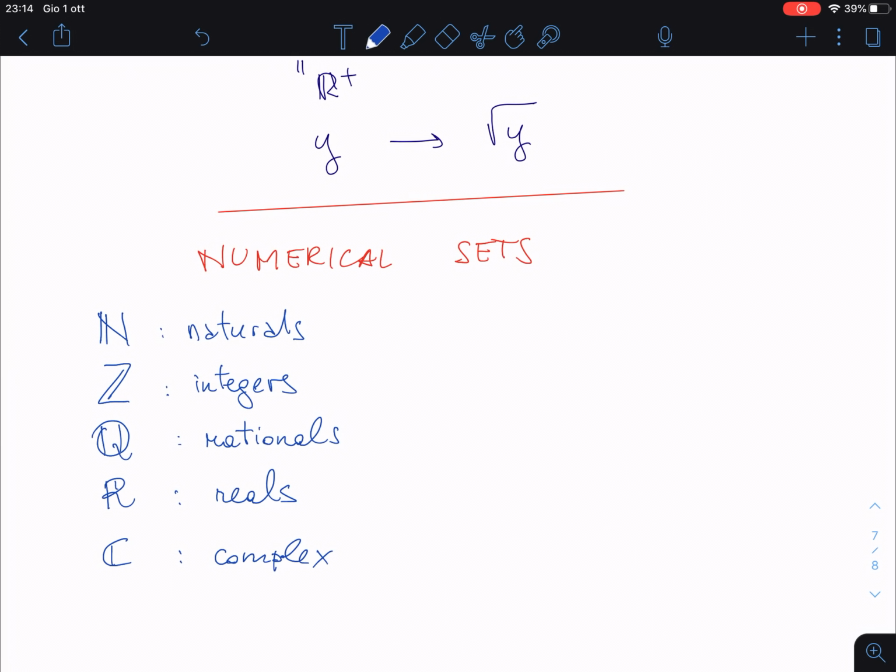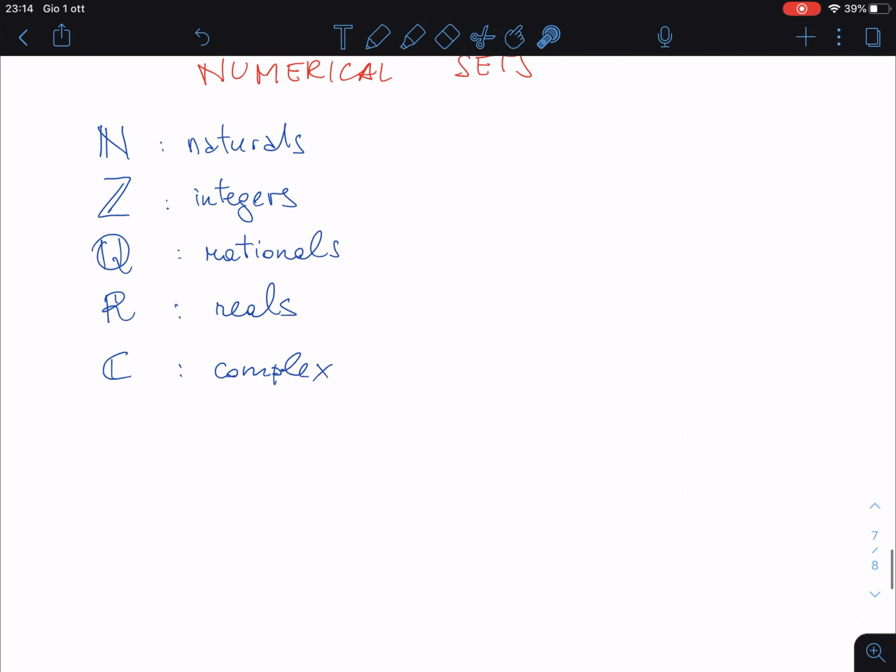Okay? So in this lecture we will try to speak of these four sets, and the first set is the set of naturals. This is N. So the question is, what is N? Let me be naive, but I hope clear. N is the set of the numbers 0, 1, 2, 3, 4, and so on and so on.